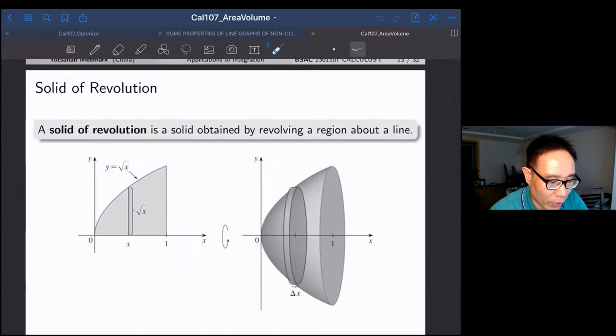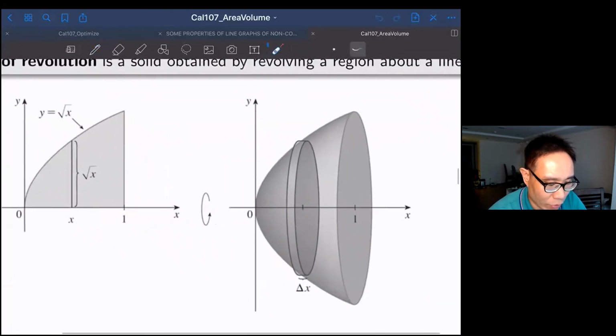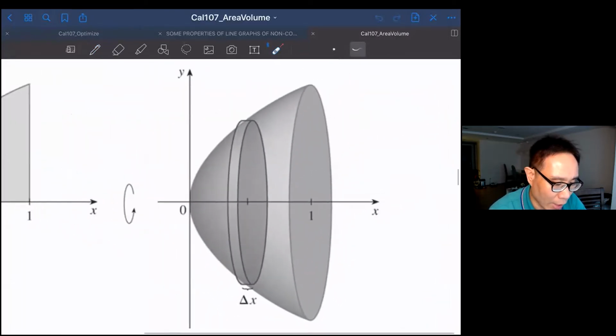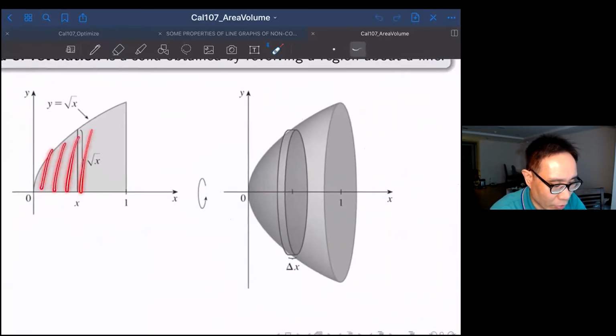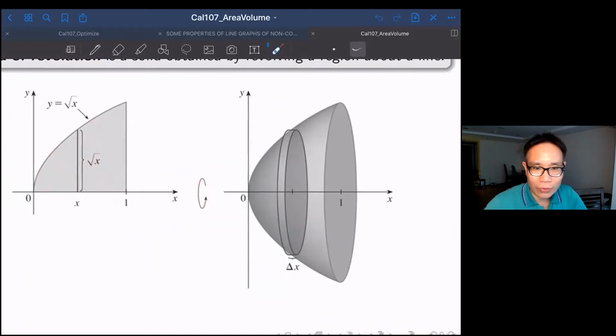So you're gonna obtain a bowl like this one. It's a bowl that's obtained from rotating this region. So you have this region and you rotate it. You can rotate clockwise or counterclockwise, it doesn't matter. It's gonna have to be full circles, that's all.